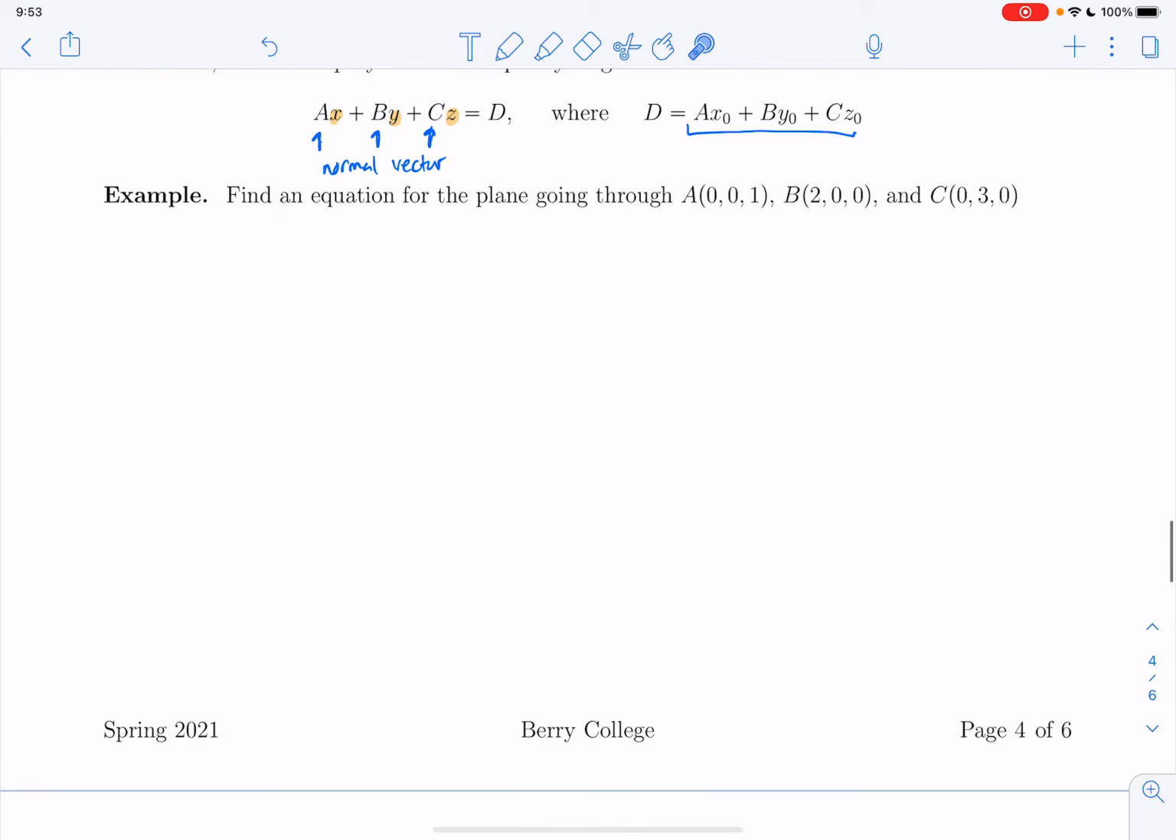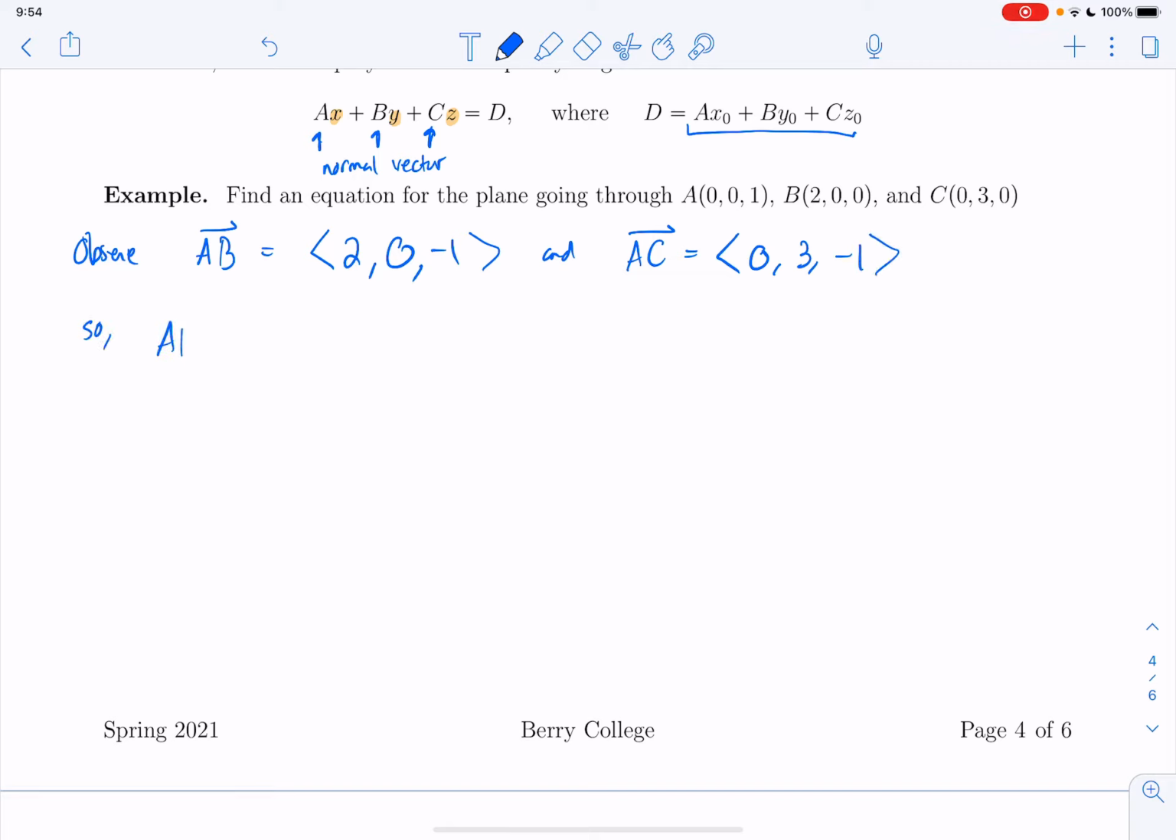So for starters, we'll observe that we can compute AB. That's going to be the vector 2 minus 0 is 2, 0 minus 0 is 0, 0 minus 1 is negative 1. And we can compute, say, AC. This is going to be the vector 0, 3, negative 1.